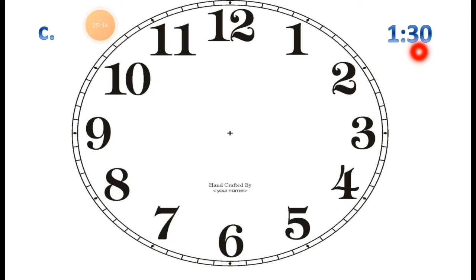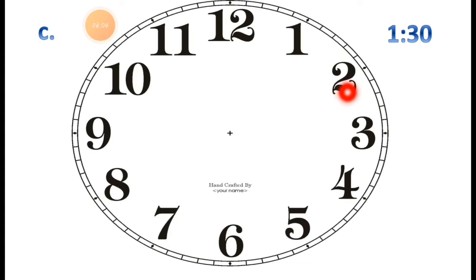We have to draw the hands to show 1:30 in this clock. See here, 1:30 is given. So what do we have to draw? We have to draw the time 1:30. First of all, let's draw the short hand, which means the hour hand. It is 1, so we have to draw the short hand between 1 and 2.